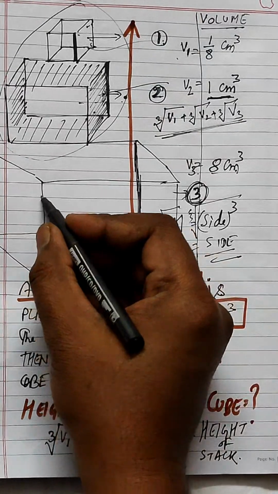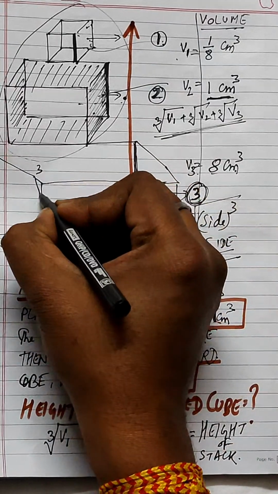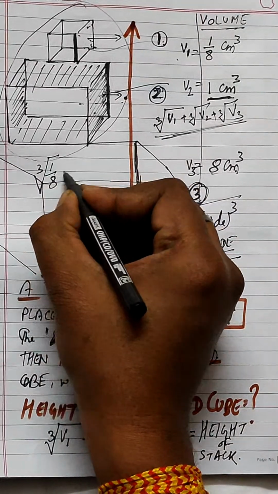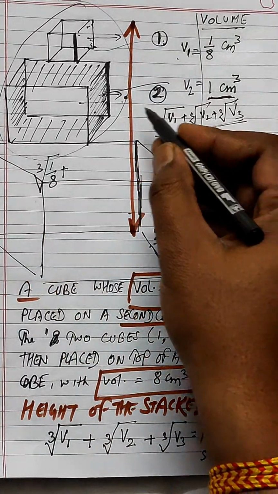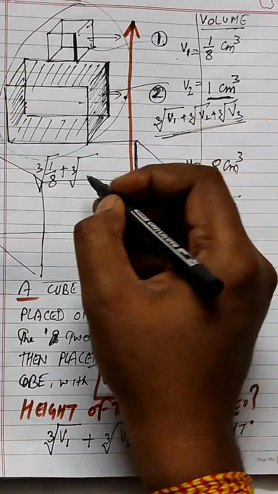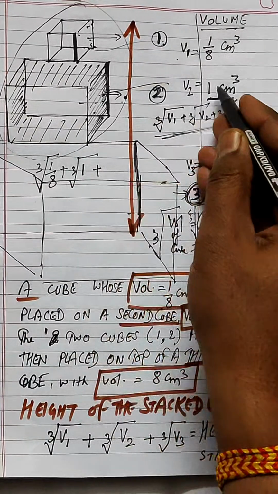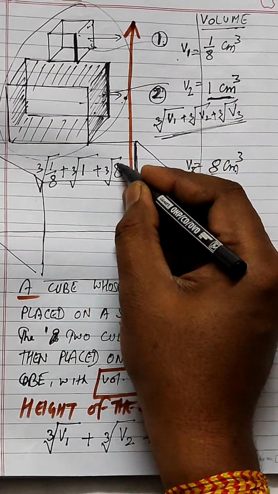So cubic root of V1 will be, let me write it into this cube, right? So cubic root of V1 will be cubic root of 1 by 8. This will be added with the cubic root of V2, that is, cubic root of V2 will be cubic root of 1. This will be added with the cubic root of V3, that is, the cubic root of the third cube.